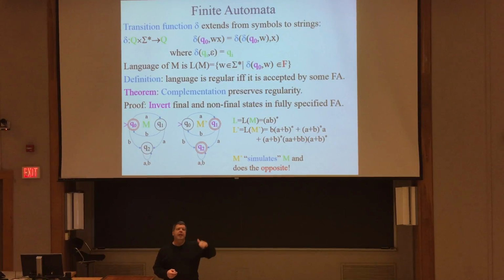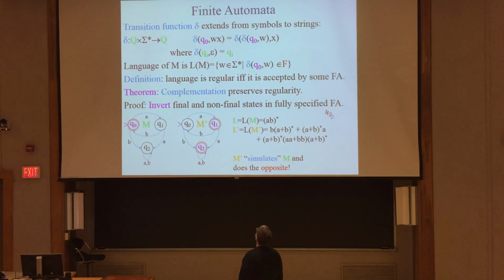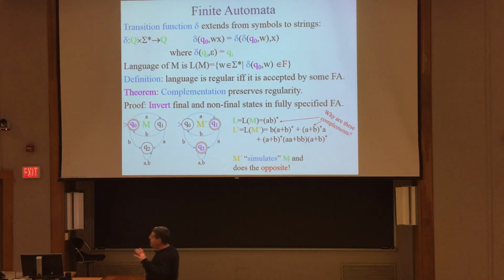So we sort of did an example, but you see that this example generalizes to any machine. Simply complement the final and non-final states, and you'll get the machine for the complement language. Now, if you want to write the regular expression for the complement, that's a different story, that's a different exercise. But here we're doing that.